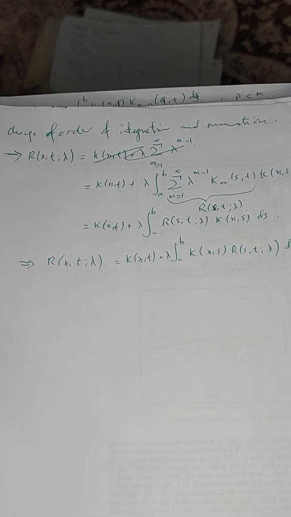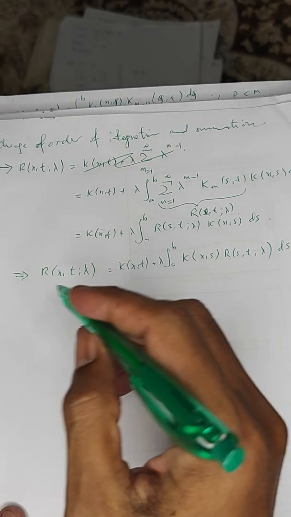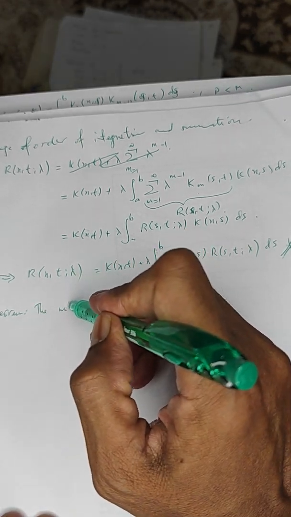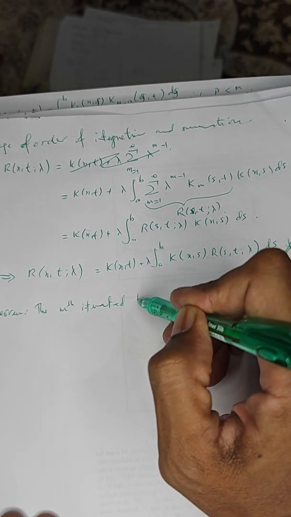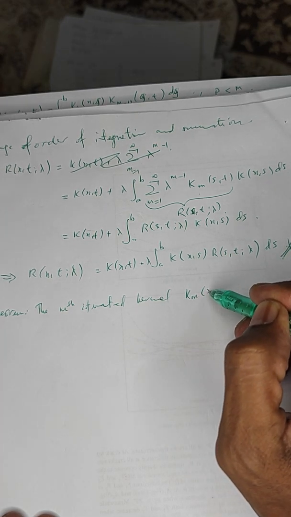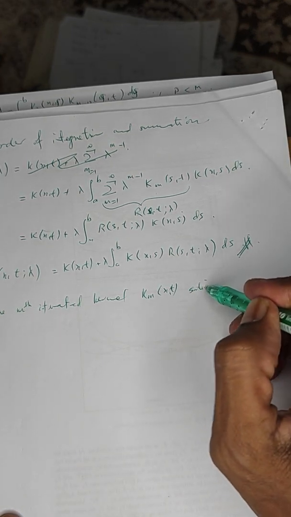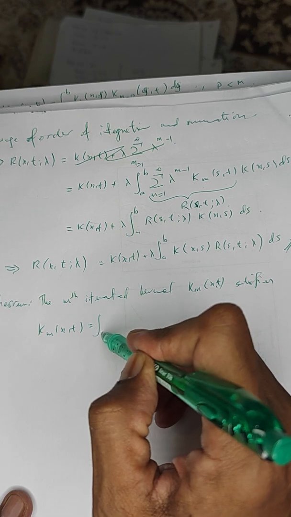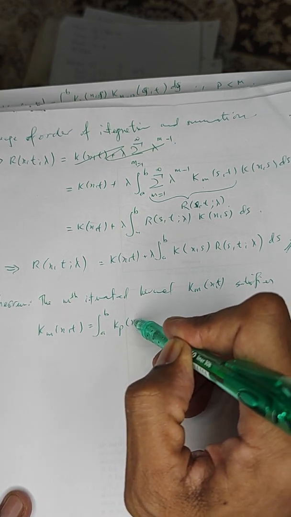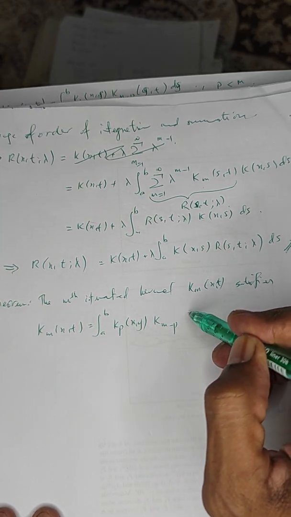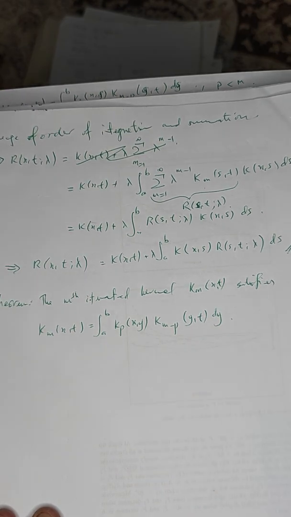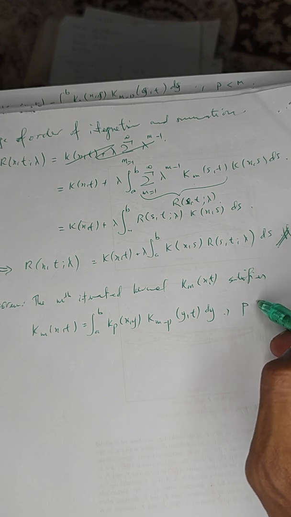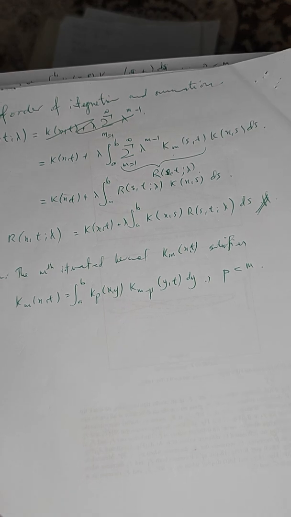Then one more theorem. The iterated kernel, which is k_m(x,t), satisfies k_m(x,t) equal to the integral from a to b of k_p(x,y) k_(m-p)(y,t) dy, where p is a positive integer less than m. Okay, so we prove this.